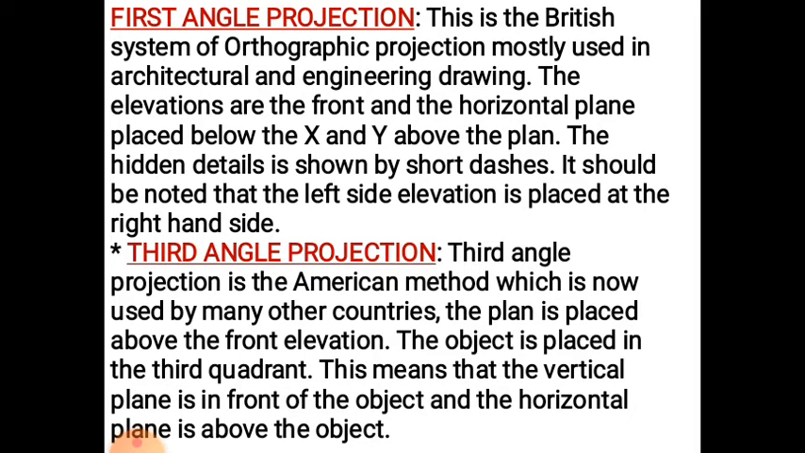Now the hidden details are shown with a line we call what? Short dashes. And the left side elevation is placed at the right hand side. Now we have the third angle projection, which is used by the Americans, but not just them now. Many other countries have also bought the idea of using third angle projection. The object is placed in the third quadrant. This means that the vertical plane is in front of the object and the horizontal plane is above the object.